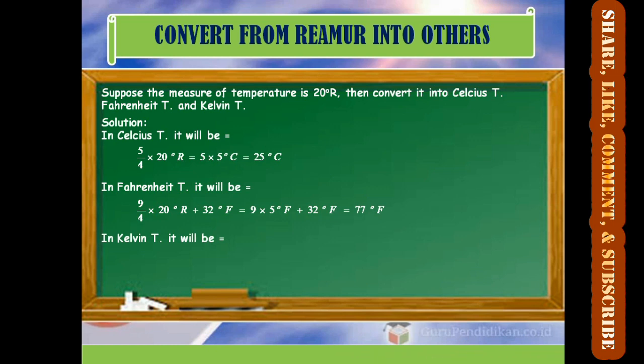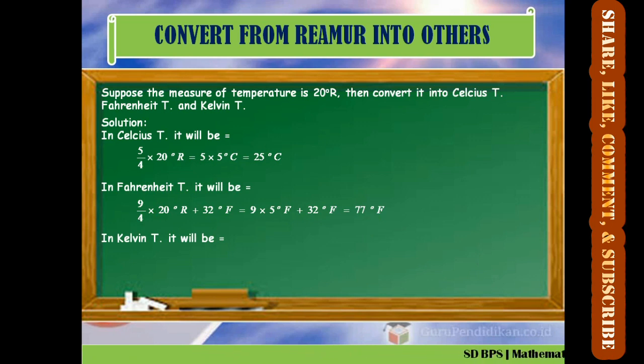And then the answer will be like this. 9/4 multiplied by 20 degrees plus 32 degrees equals 9 times 5 plus 32. This is about simplification, and all of you already know how to answer this one. You have to perform multiplication first before addition. So 9 times 5 equals 45, and then plus 32 equals 77 degrees Fahrenheit thermometer.